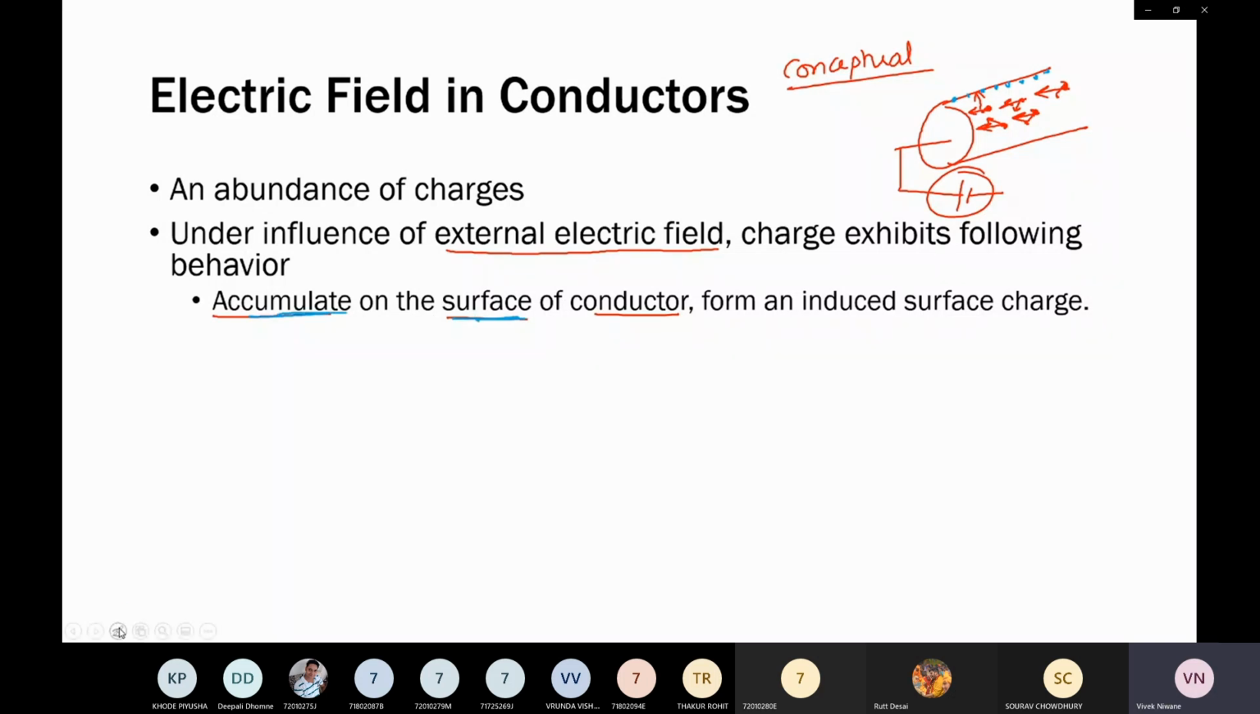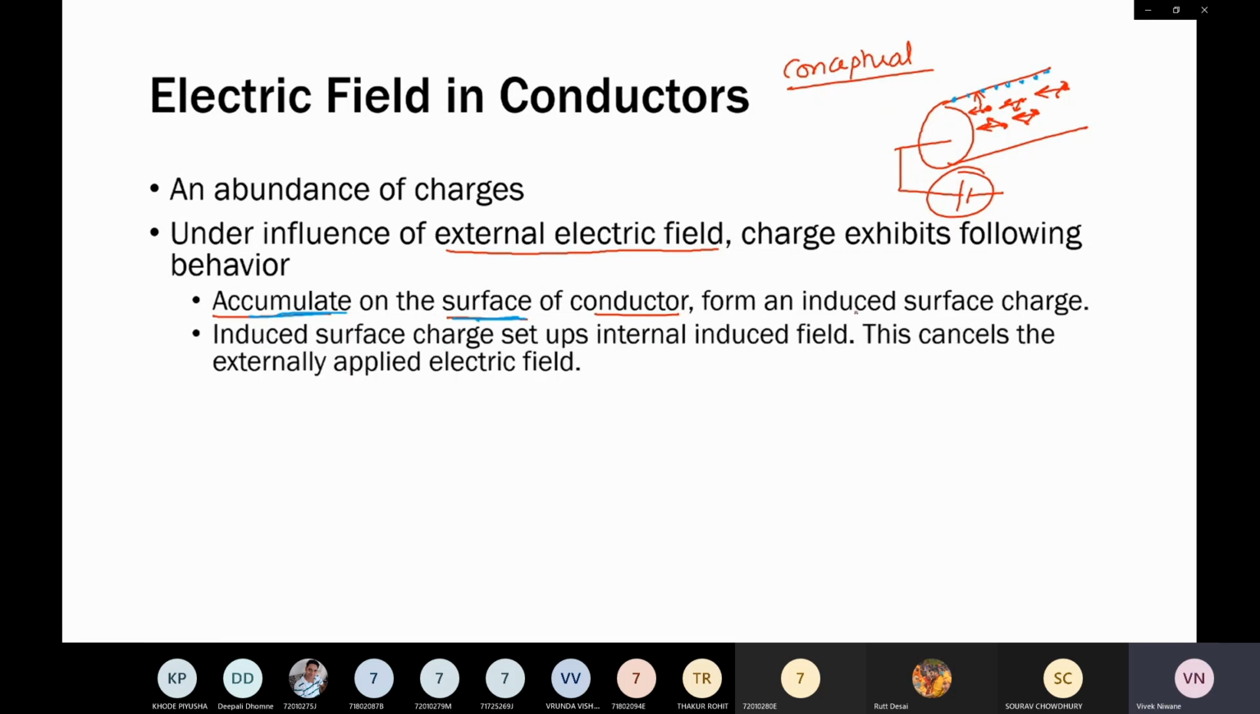This is also called the skin effect, which will be studied later on. This is going to form an induced surface charge. Induced surface charge means it is created due to the influence of the external field. This induced surface charge sets up an internal induced field.